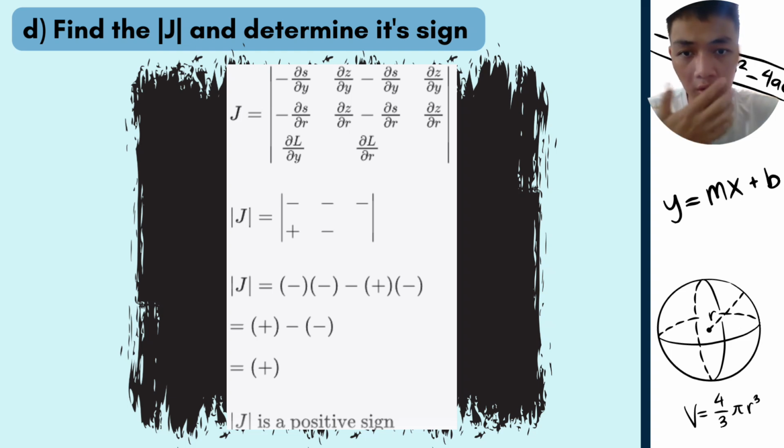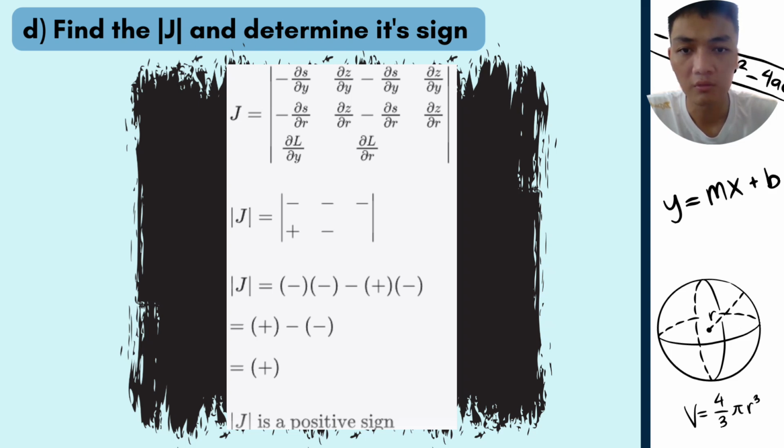This matrix contains the partial derivatives of the functions s, z, and L with respect to the variables y and r. The determinant is found using the standard method for a 3 times 3 matrix, which involves summing the products of the diagonal elements and subtracting the products of the off-diagonal elements.